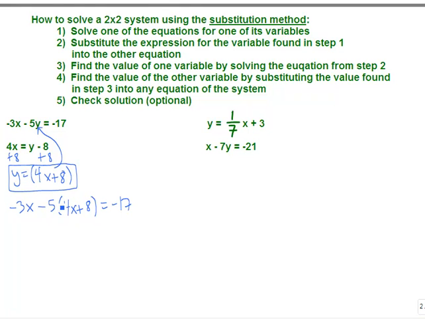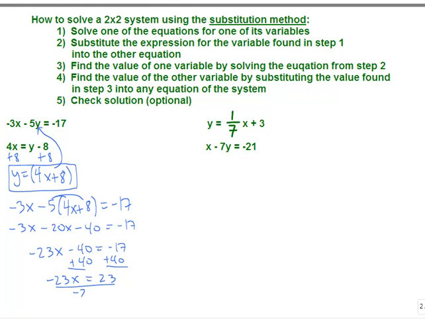If you've done this correctly, then you should now have an equation that only has one variable in it, only x's or only y's. And so that should be something that you can solve. All we have to do here is distribute our negative 5 across. So we're going to get minus 3x minus 20x minus 40 equals negative 17. I have a couple like terms here, so negative 3 and negative 20 is negative 23x. And if I add 40 to the other side to get my numbers together, negative 23x equals 23. 40 minus 17 is 23.